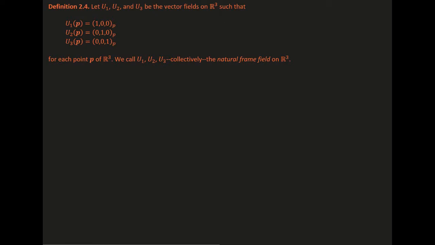Next, we define the natural frame field. Let U1, U2, and U3 be the vector fields on R3, such that U1 of P is the tangent vector 1, 0, 0 applied to the point P, and then so on similarly for U2 and U3 evaluated at P. And these are defined as such for each point P of R3. We call U1, U2, and U3 collectively the natural frame field on R3.